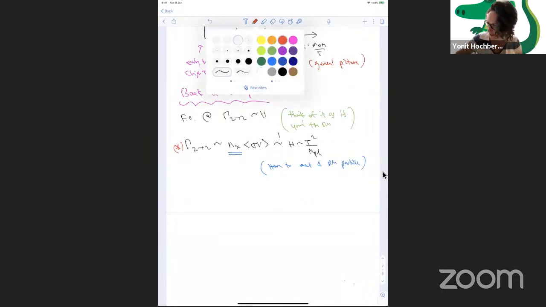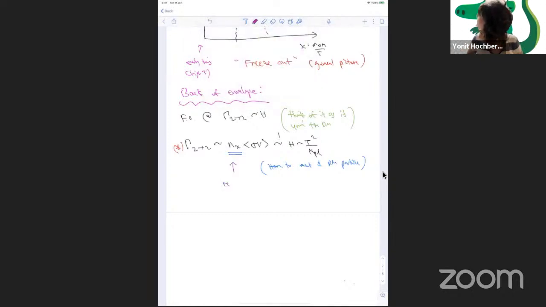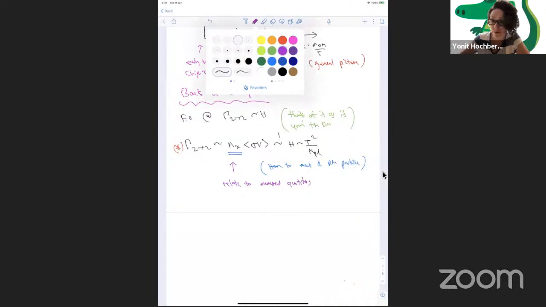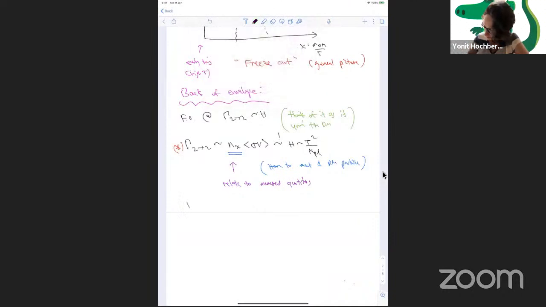Okay, so let's relate this to measured quantities. And this is a trick that's really very often useful to do. And the way that we're going to do this is by playing with redshifts. Okay, so play with redshift. So let me explain what I mean by this.